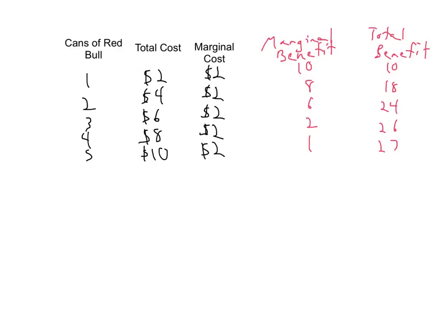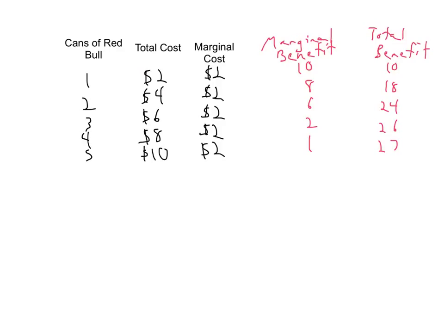Now the other half of this equation comes into play, the law of decreasing or diminishing marginal benefits or returns. So the more cans of Red Bull you buy, the cost stays the same in terms of dollars at least, but your enjoyment of each extra can is actually decreasing.